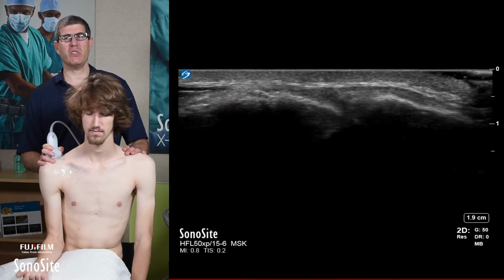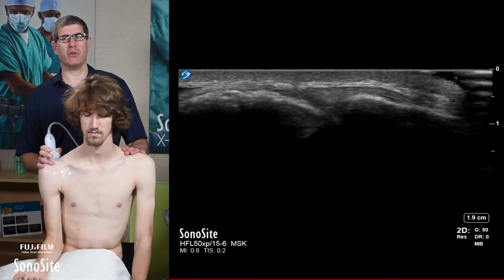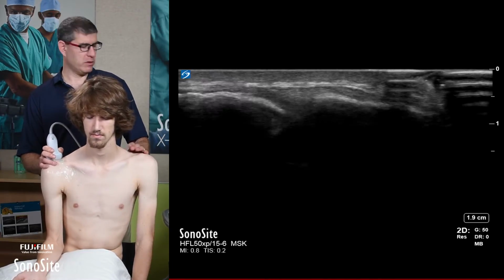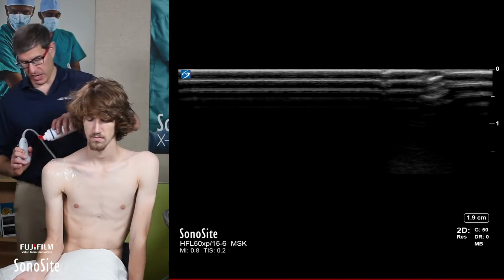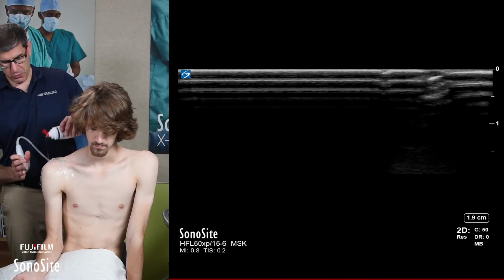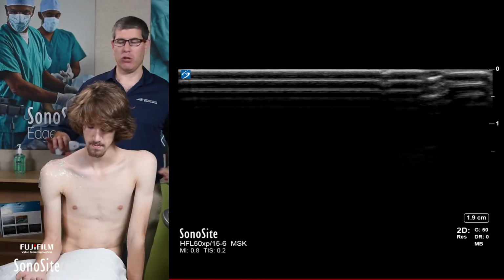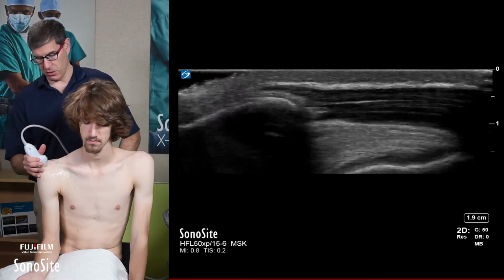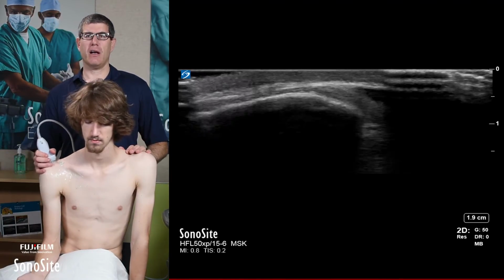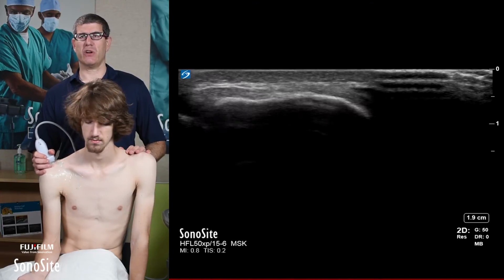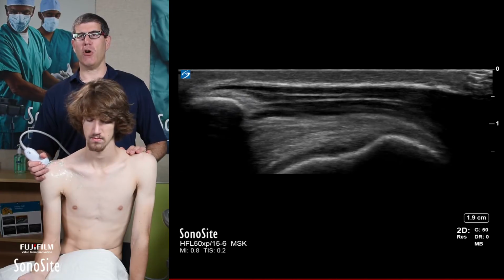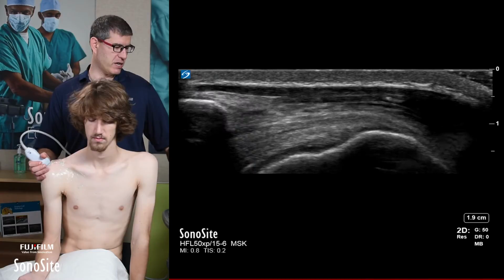Now, one of the things I want you to see is the relationship between the acromion, which is again on your right, which is lateral, and the supraspinatus tendon. The most important structure in the whole shoulder that we want to look at is the supraspinatus tendon, which is the most important of the rotator cuff tendons. So there's the acromion, and as I come over, I can see the supraspinatus tendon in view.